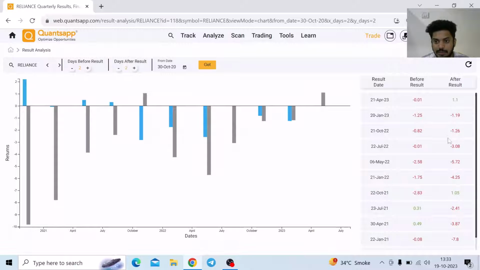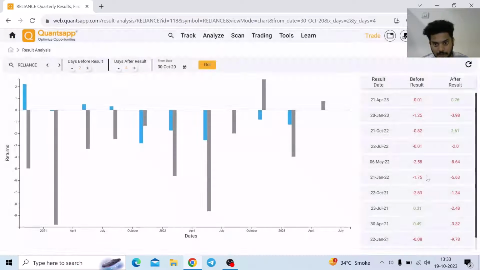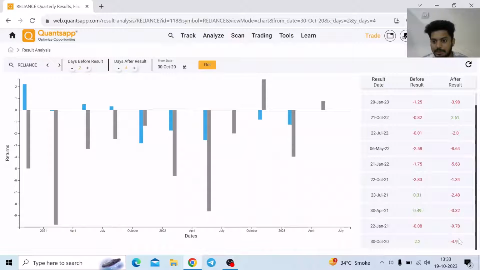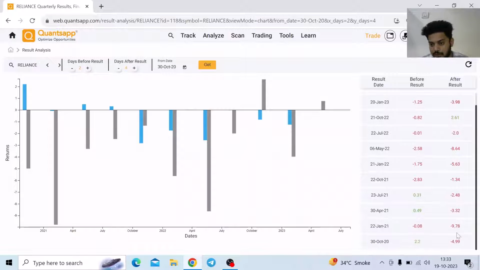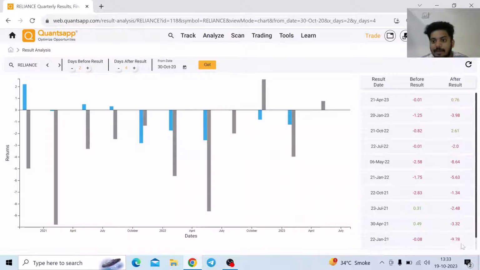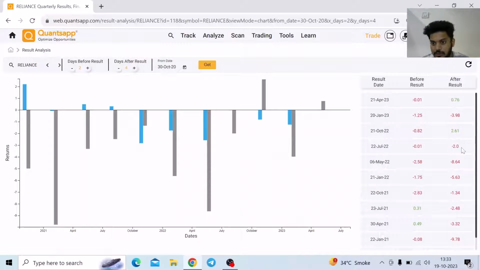So now one thing that you will notice is, so let me just show you what happens generally 4 days after the results. One thing that you will see is that in most of the scenarios around result, 2 days before the results and 4 days after the results, Reliance has been under control of bears. See, down by 5%, 9%, okay, 2%, 4%, marginally positive. So I would say it was just once, that was also 21st of October 2022.